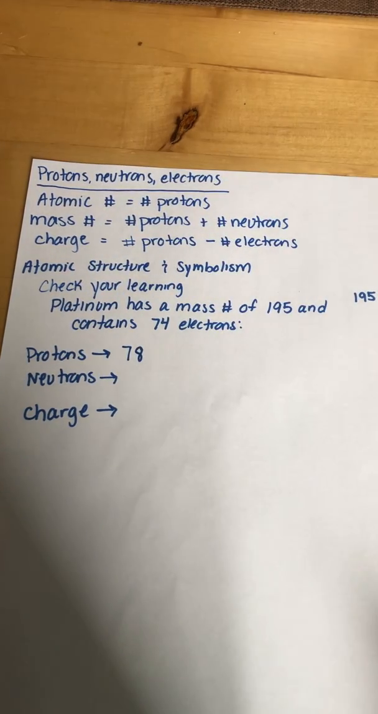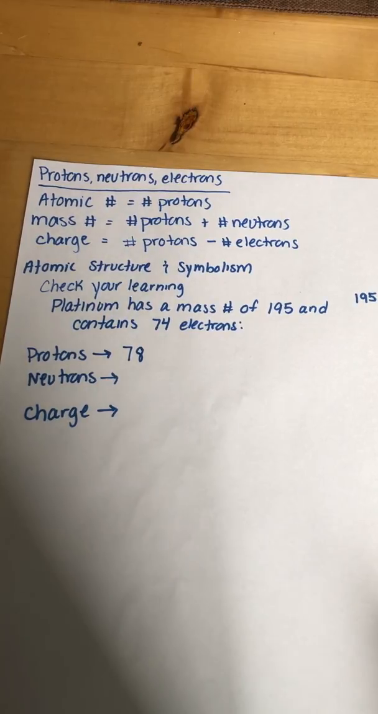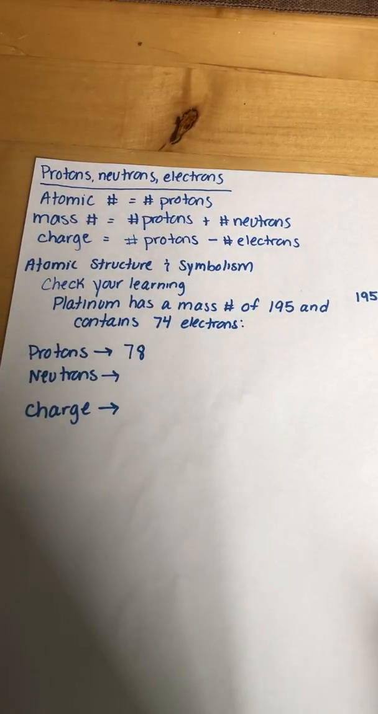The number of protons can never change. If you change the protons, you will always change the atom. If you wrote down 79, then you would no longer be talking about platinum, you would be talking about gold. So this is a super important number because it identifies the atom. Neutrons and electrons can change. You can have different numbers of neutrons and different numbers of electrons and still be the same atom. Those ones take a little more math to figure out.